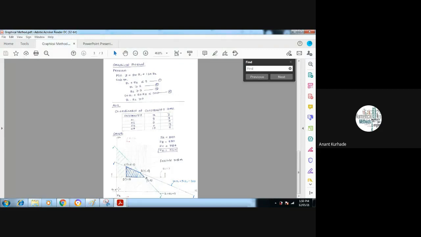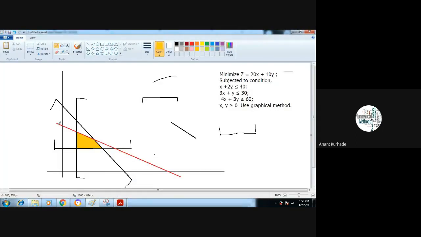It is less than. Less than means below, so you can draw towards down. Again from here you can draw towards down. So this yellow color part means your feasible region, where you can find the maximum value or the minimum value.